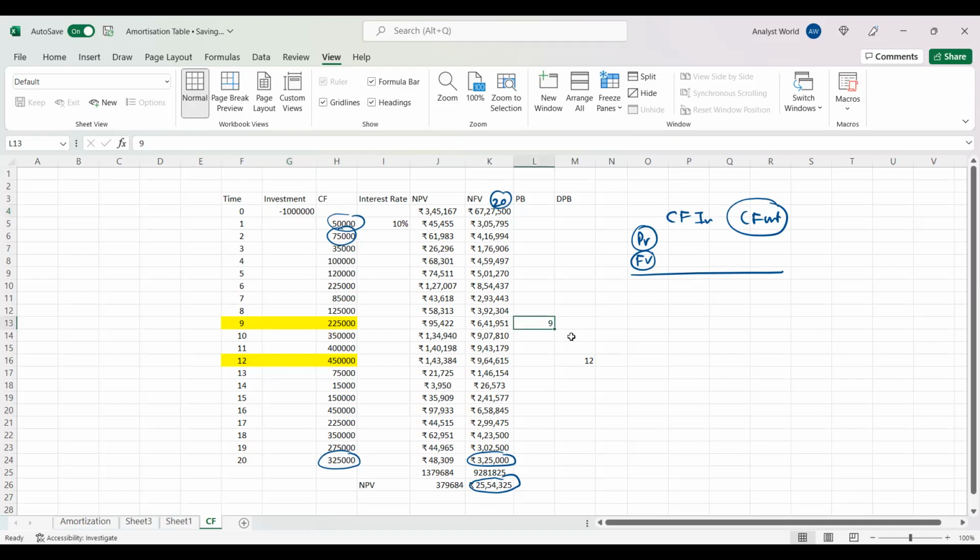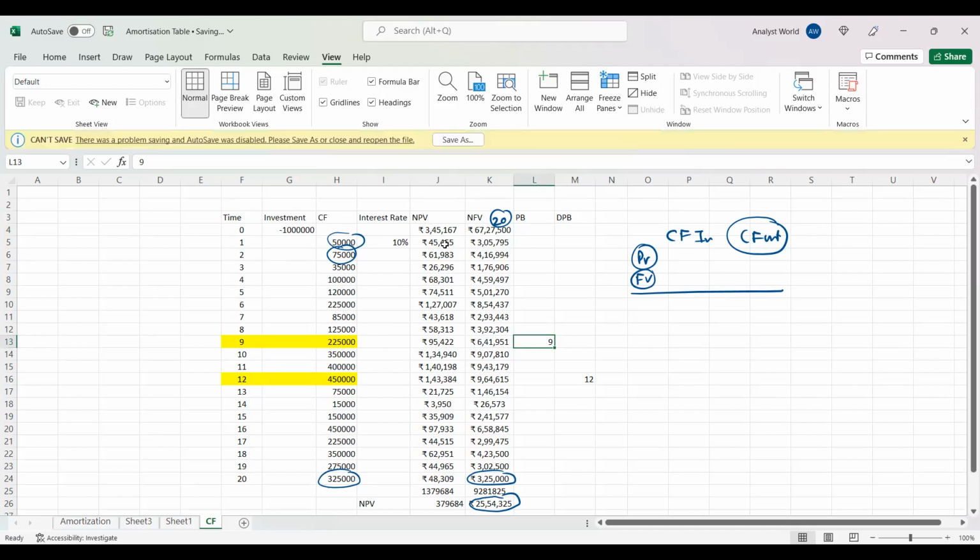So now let's also talk about the payback period. The payback period is nothing but the summation of all these cash flows to see where they add up to the initial investment. So if you add these cash flows up here, I would see in the 9th period.